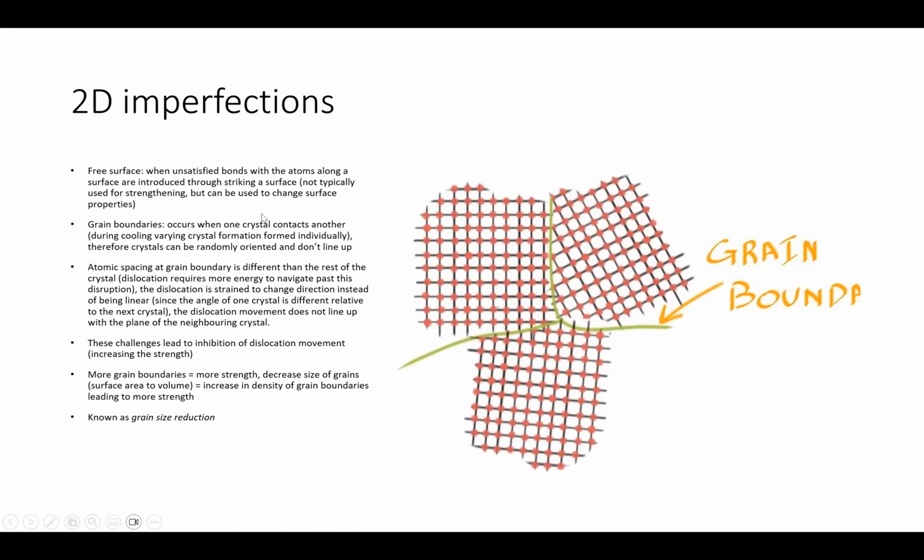And then we have grain boundaries. These occur when one crystal contacts another crystal. During cooling, varying crystal formations are formed individually. Therefore, crystals can be randomly oriented and they don't line up as seen in this figure. The atomic spacing at grain boundaries is different than the rest of the crystal. The dislocation requires more energy to navigate past this disruption. The dislocation is strained to change direction instead of being linear.